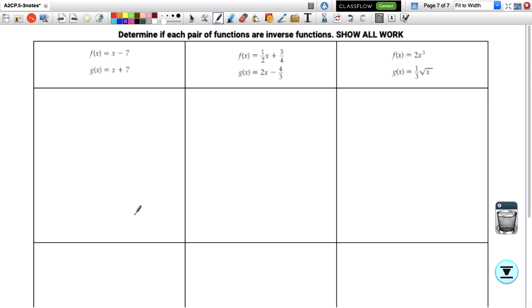Otherwise, folks, I'm all set. That is how we determine if things are inverses and how we create inverses.